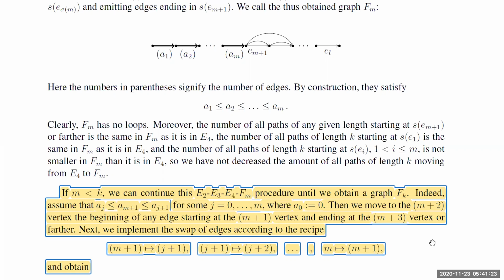Sorry, I'm confused here. We move to... I don't understand this sentence. We move to where are we? Yes. Okay. So m is strictly less than k, and somehow again what I'm missing is that L is at least k plus 2.